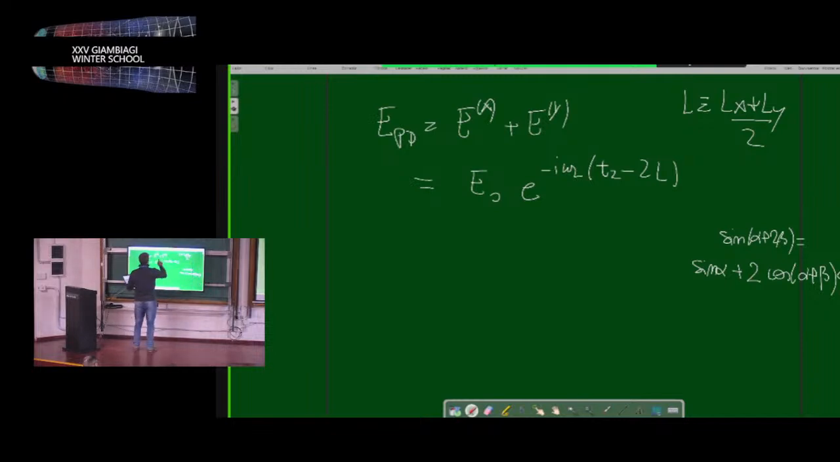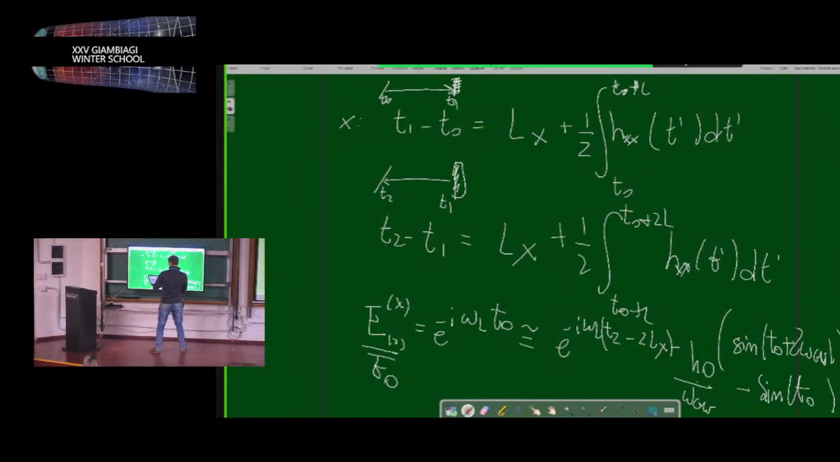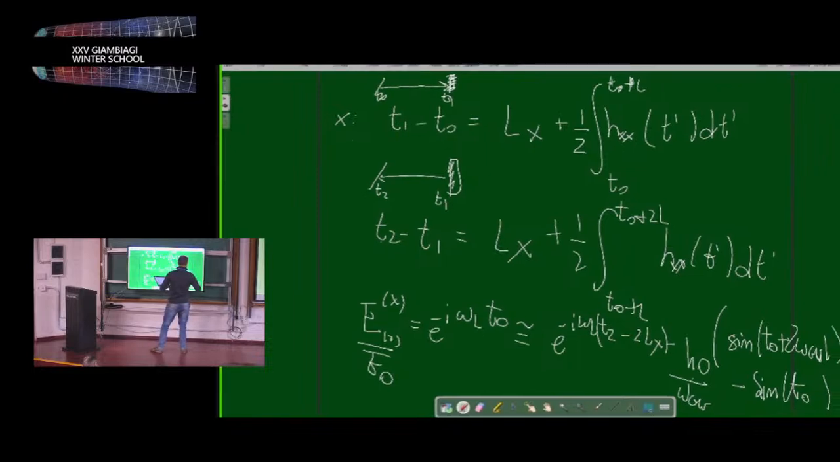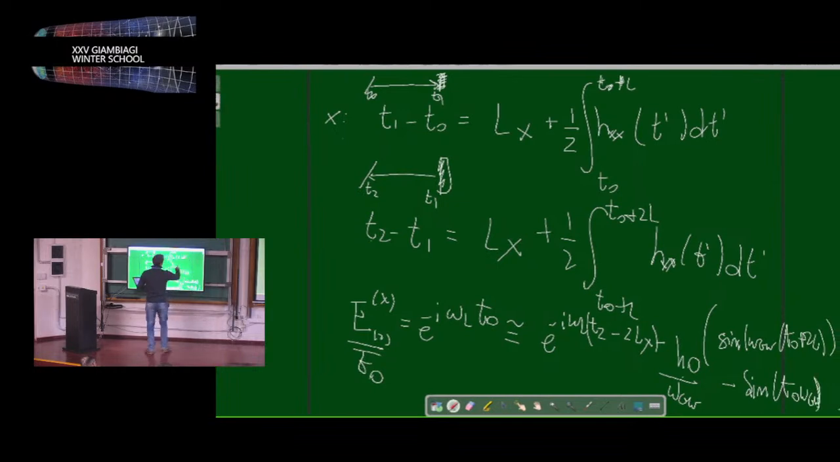Why do I want to use that? Because look at this. Here I have the subtraction of this. This is alpha plus 2 beta. Okay, sorry, here there is an omega laser that was missing. No, omega GW. Yes, I put omega GW just in front of L, not in front of T, sorry. So this is sine of omega GW, t0 plus 2L. And this is GW. It just came out of the integral, no?